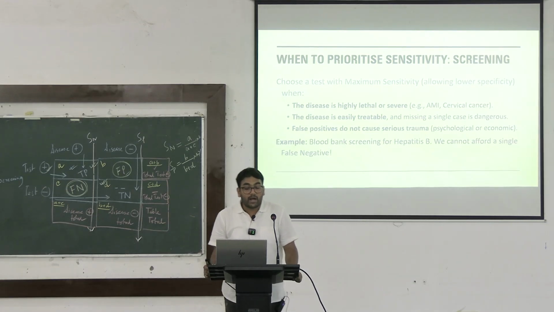Okay. So we prioritize sensitivity when the disease is very lethal or severe, and early detection helps. If the disease is easily treatable and the treatment is relatively harmless, and if we have false positives, which do not cause a lot of emotional trauma.